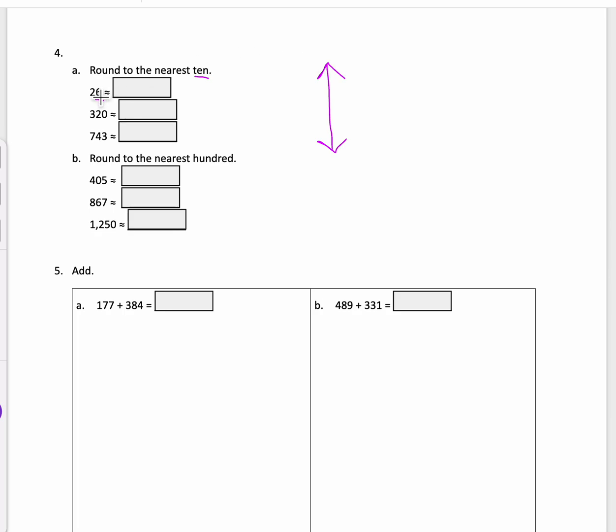Oh, and Miss Schultz made a mistake. That is the ones place. I'm very sorry. Whoopsie. The tens place is this 2 right here. All right, disregard that. So I use that as my baseline. So if I have 2 tens to start, well, the possibility of it rounding up to the next 10 would be 30.